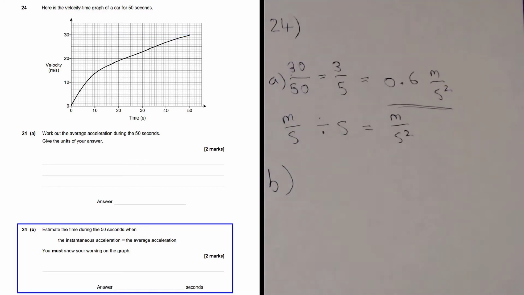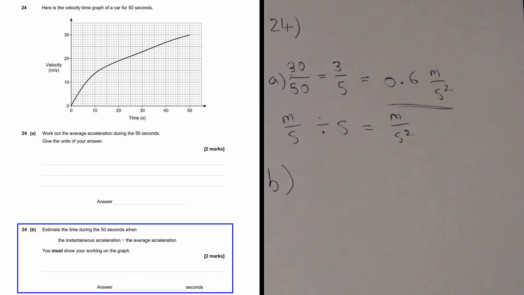If we now have a look at part B, we've been asked to estimate the time during this 50 seconds when the instantaneous acceleration equals the average acceleration. By instantaneous acceleration, we're referring to the gradient of the line at any particular point.